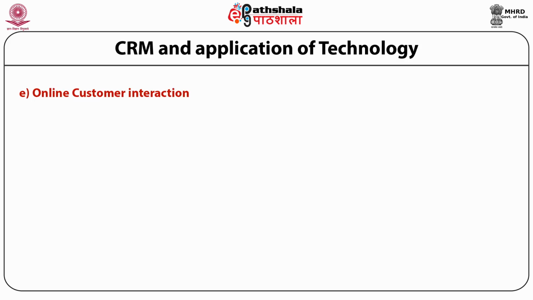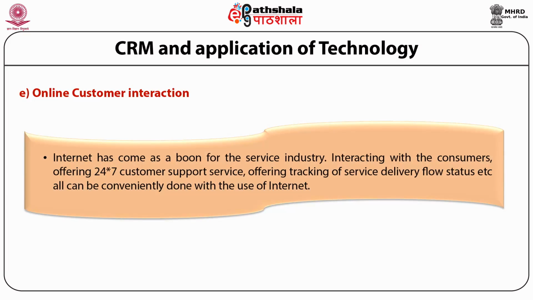Online customer interaction. Internet has come as a boon for the service industry. Interacting with the consumers, offering 24/7 customer support service, offering tracking of service delivery flow status, etc., all can be conveniently done with the use of internet. The interacting executive can quickly lay his hands upon the service history of the customer along with his past and current billing, which can facilitate the query handling of routine nature. Assuming that a mobile phone subscriber contacts a customer care executive to inquire about the reason for balance deduction of his prepaid SIM card, the executive can conveniently handle and convince the grievance.